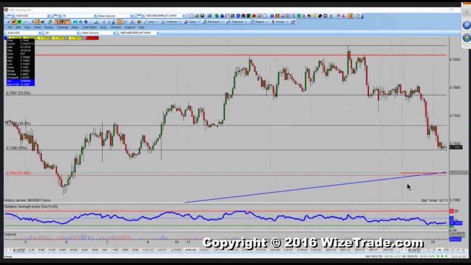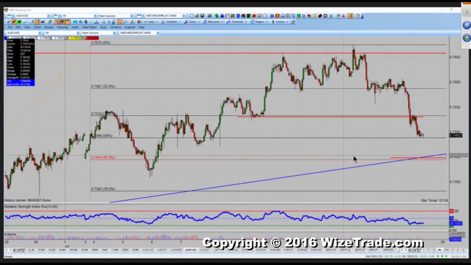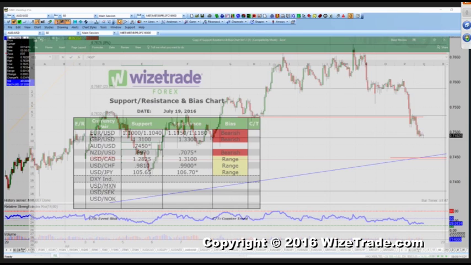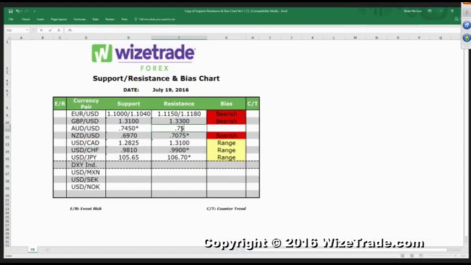Okay, so where is resistance? Now you have to think about all the traders along the Aussie who are thinking, oh crap, I can't believe I'm holding this. I can't believe I'm long. So now I'm just looking for exits. So any move up to 75.35, I think you're going to find some sellers up there. Okay?